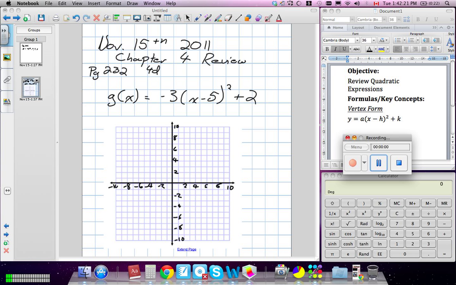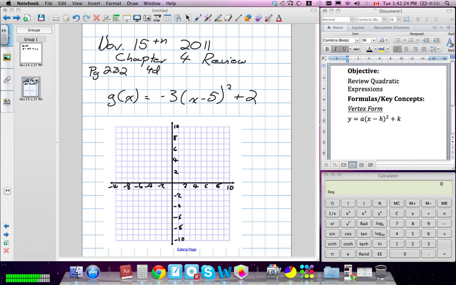Today is November 15th, 2011. We're going to review Chapter 4. First question we're going to take up is from page 232, 4D. They are asking us for the amount of intercepts. There's a couple ways we could do this.